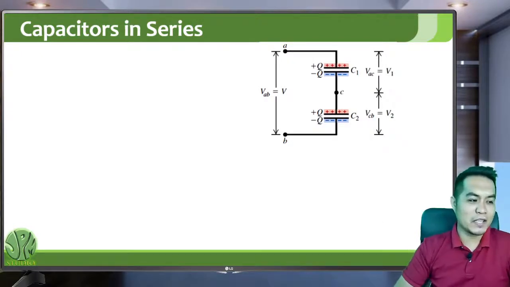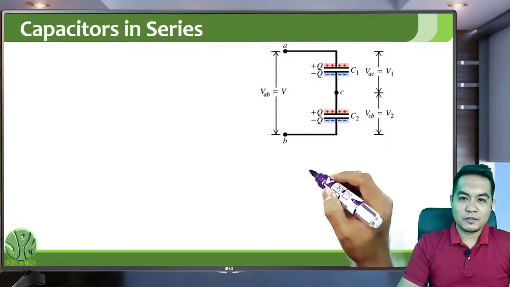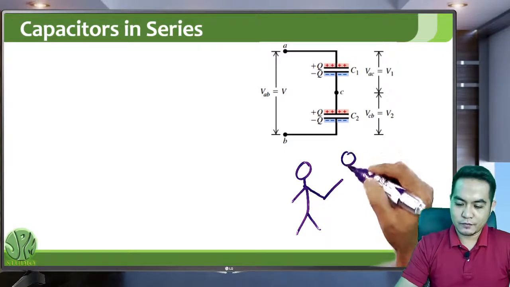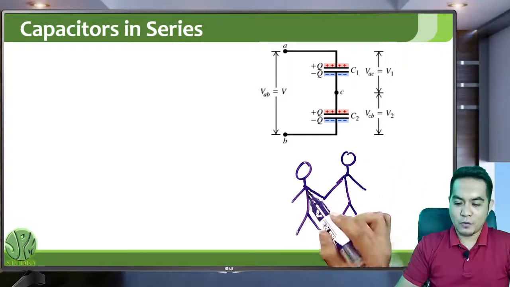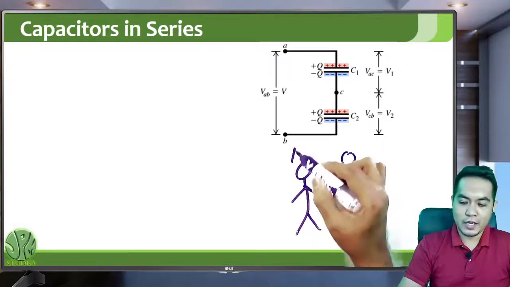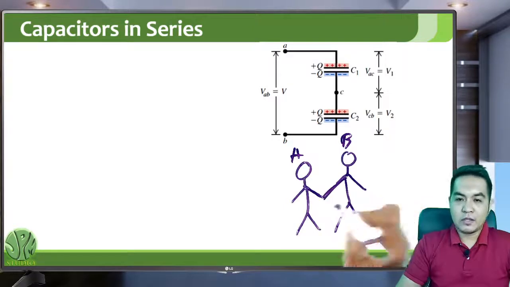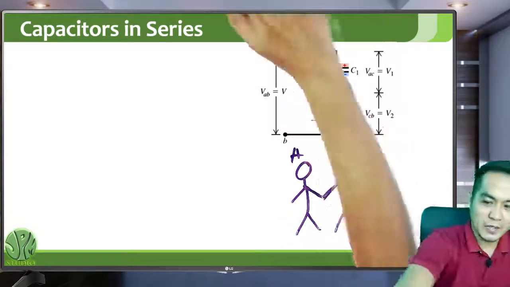So you can imagine two persons holding hands like this. So that is a series connection. One hand of person A is connected to one hand of person B, but their other hands are not connected. So that is the series connection.